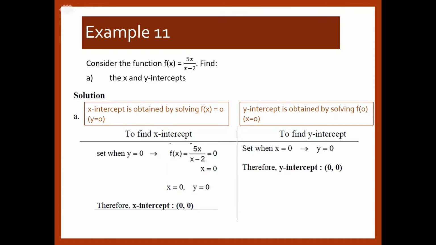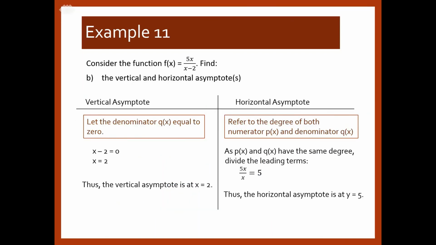Y-intercept is obtained by solving f(0). Here x is equal to 0. Substitute into the function and simplify, you will get one y-intercept which is also (0, 0). Next is to find the vertical and horizontal asymptote.